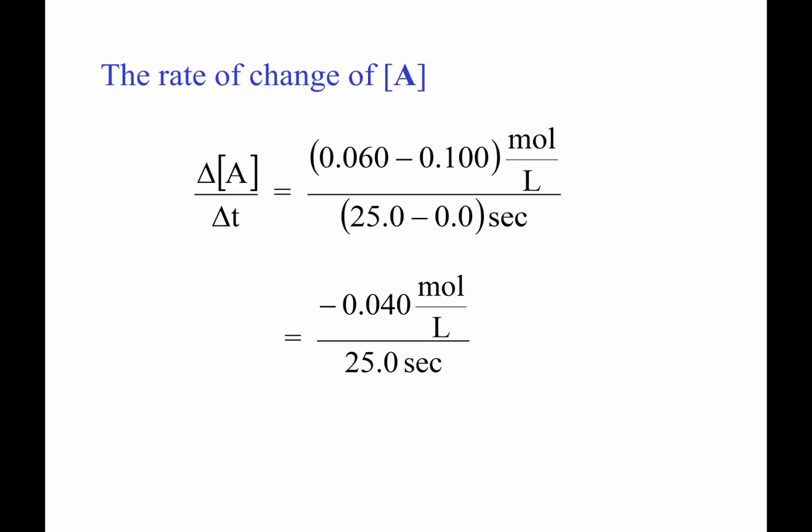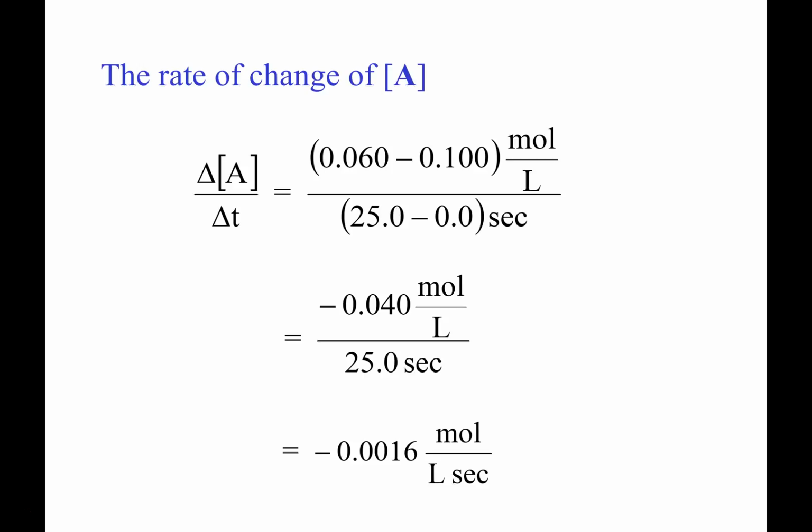So what you're going to divide is this. We're going to take a negative 0.040 moles per liter divided by 25.0 seconds. So we can say the rate of change of A, so now it's not the reaction rate, but the rate of change of A, is negative 0.0016 moles per liter per second. That's kind of what we've done before.